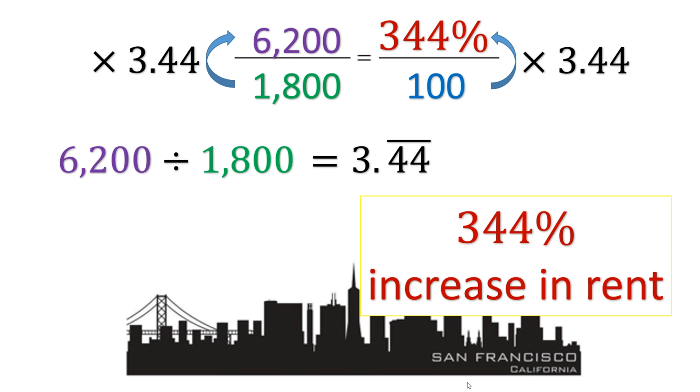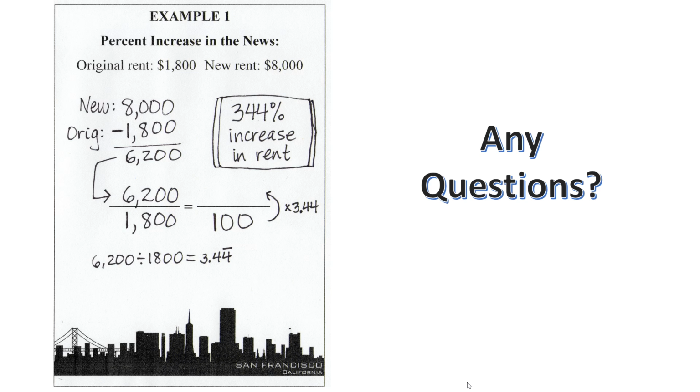So this rent has increased 344%, which is kind of crazy. And that's what was on the front of your notes page. So you could write 344 here in your own handwriting, but the answer is obviously also there.